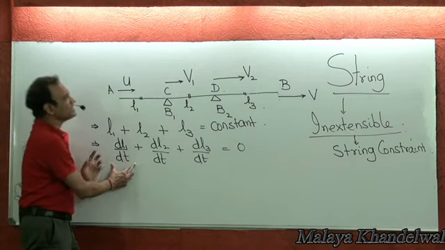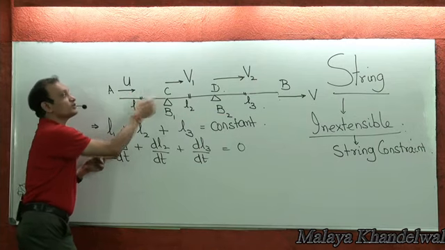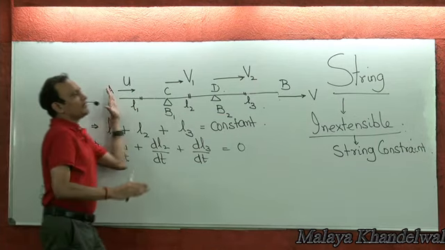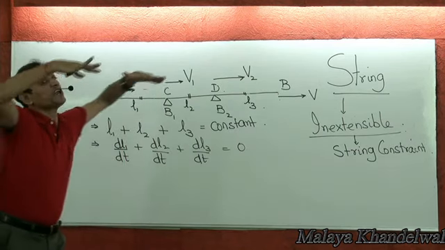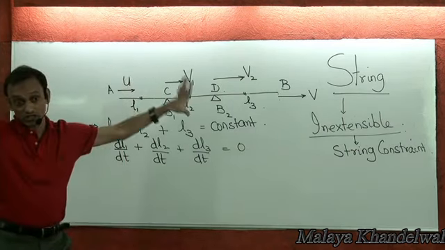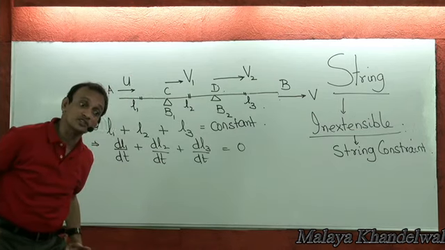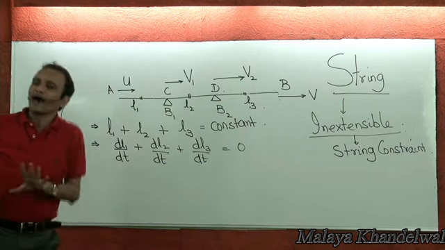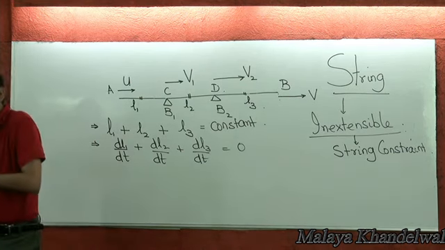What is dL1 dt? dL1 dt is V1 minus U. Rate of change of L1 with time, where I travel the string from A to B. All velocities measured in the direction of traversal of the string would be positive. All velocities measured opposite to the direction of traversal of the string would be negative. So I have a choice of traveling the string from A to B or from B to A.